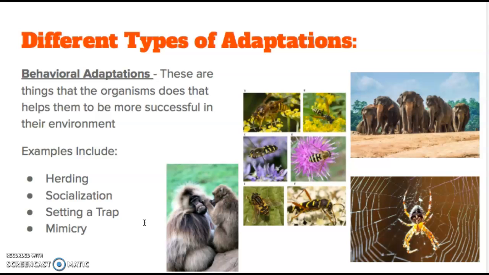Traps, animals that are able to set traps, like a spider sets its web. Obviously, the web is a really, really good advantage to the spider. It allows them to kind of sit back and let their prey come to them.